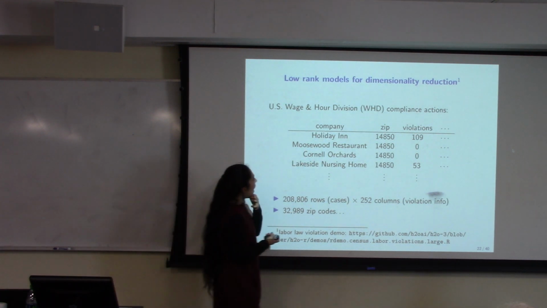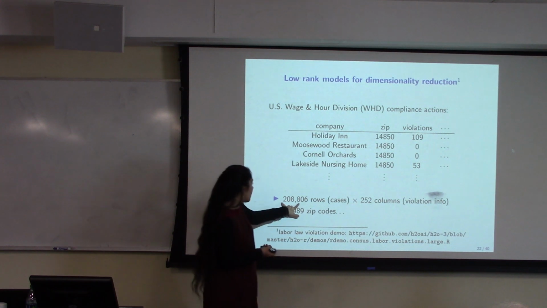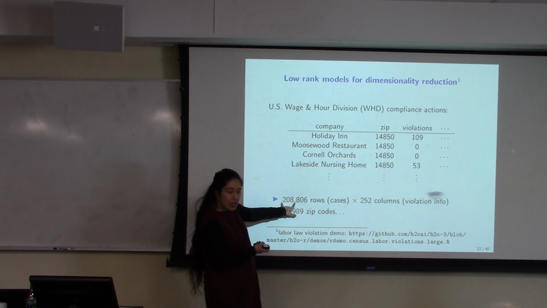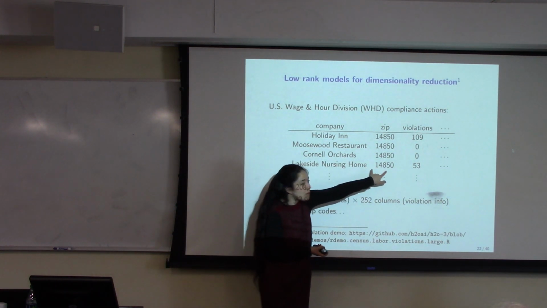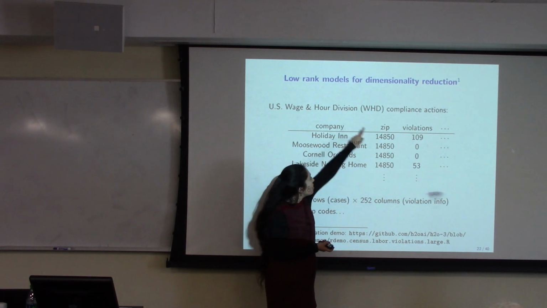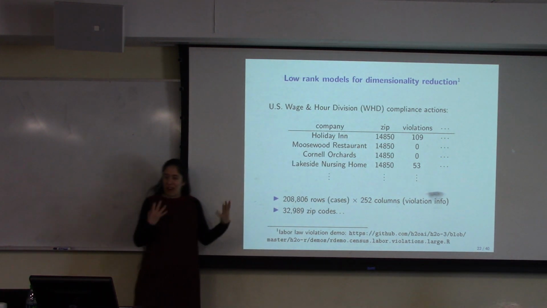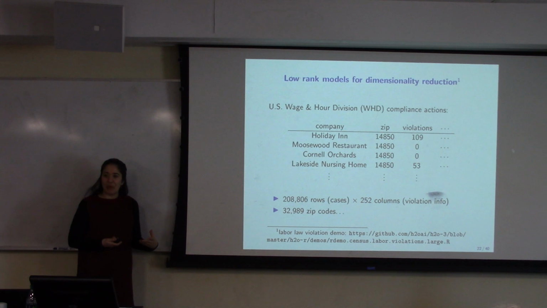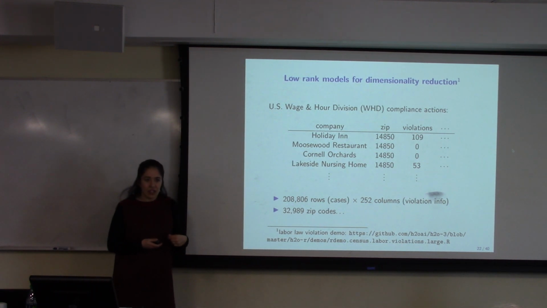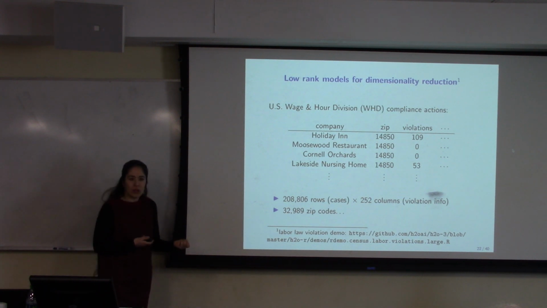Among the information in this data set, there are 252 columns. There are 200,000 rows. And one of the columns is zip code, which I think is pretty interesting, because you could imagine that there are cultures of violation and non-violation of labor code law in different geographic areas. But how do we treat zip code? How do we take advantage of that information?